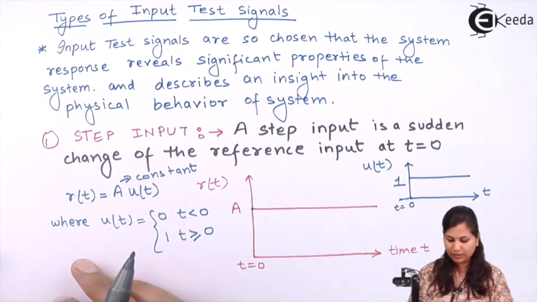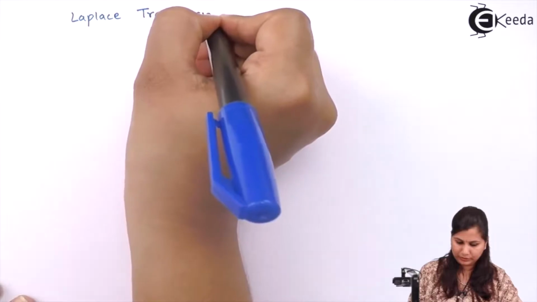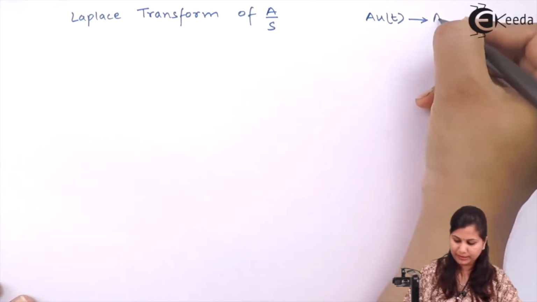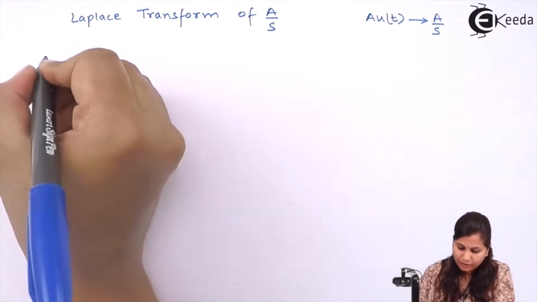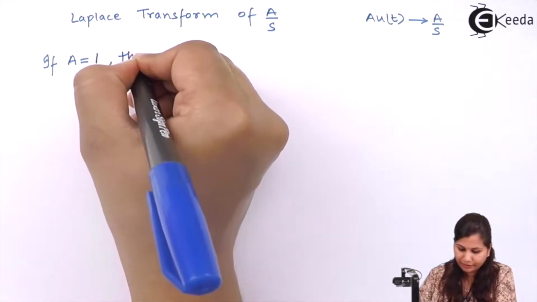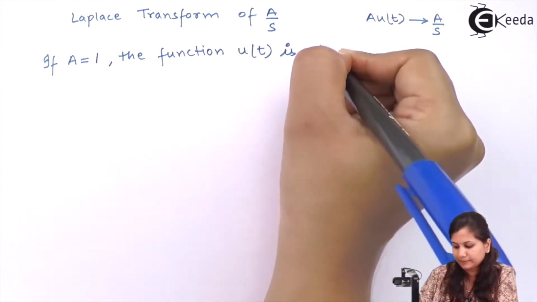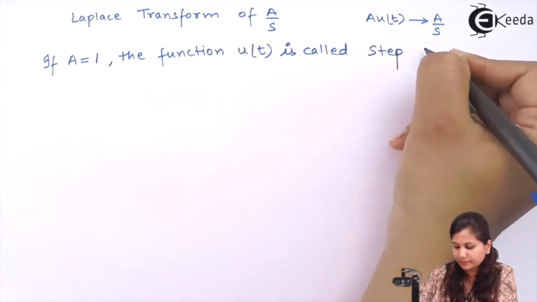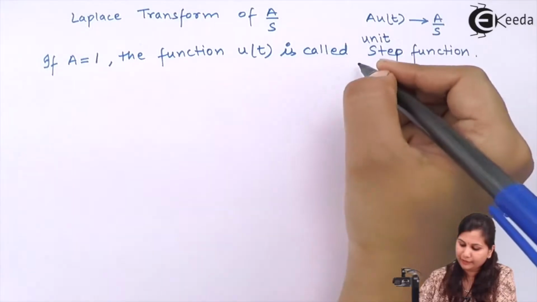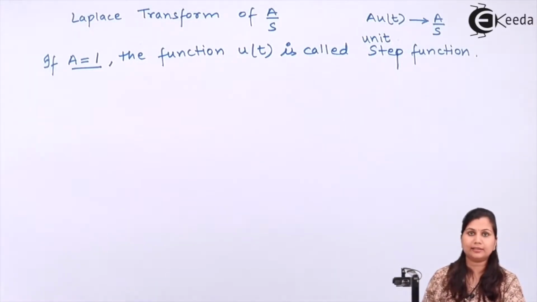The Laplace transform of A u(t) is A by s. Now if we take the value of A as 1, then this function u(t) is called the step function, or we can say unit step function when the value of A is 1. In this way we define the first input test signal, that is step input.